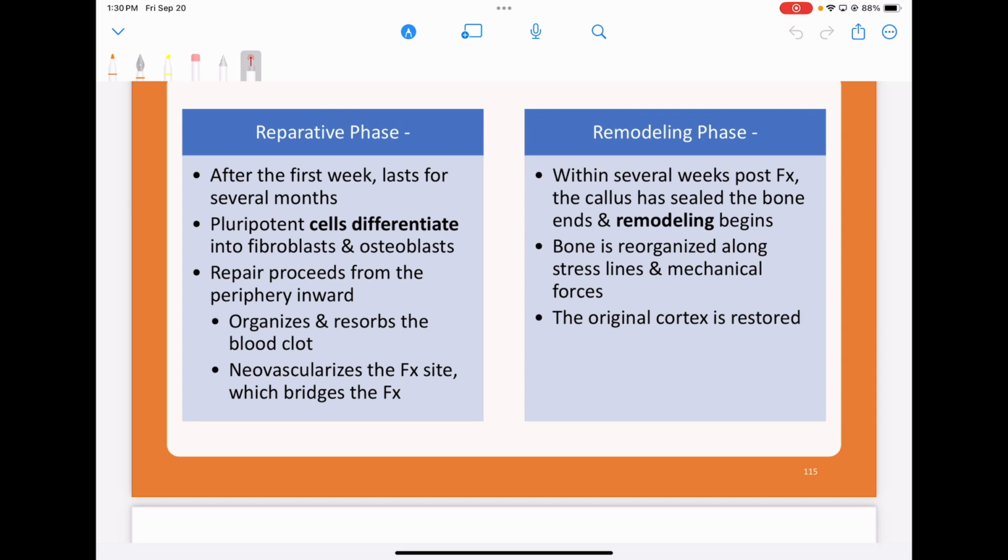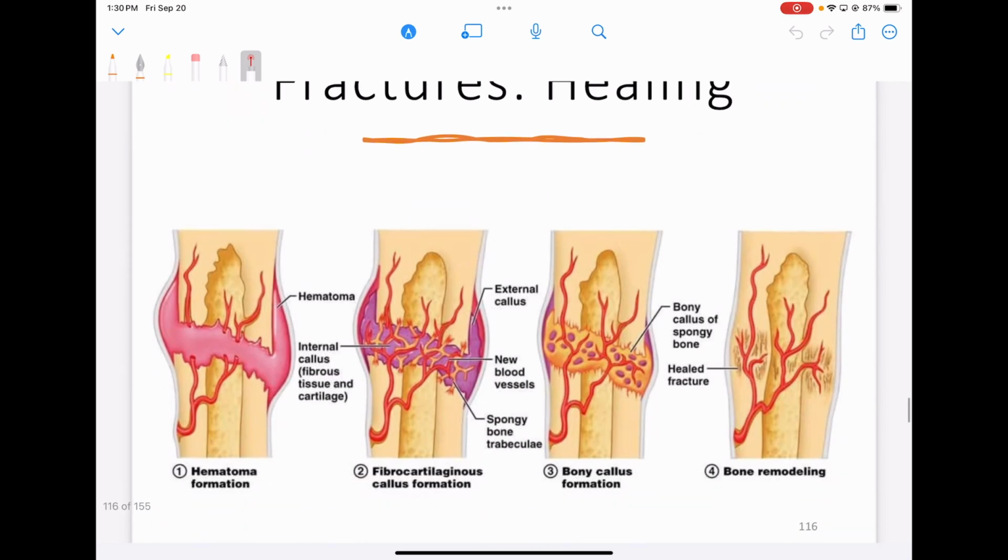Then at the end, we have the remodeling phase. It takes several weeks post-fracture. The callus that formed sealed the bones, and now we start to remodel. Bone is reorganized along its stress lines and mechanical forces, and the original cortex is restored, and now your fracture is healed. That's why you get immobilized in a cast, so you don't move those bones and they can heal. It's called union. They can come back together in a safe way, and we're going to go through some problems with that in a second.